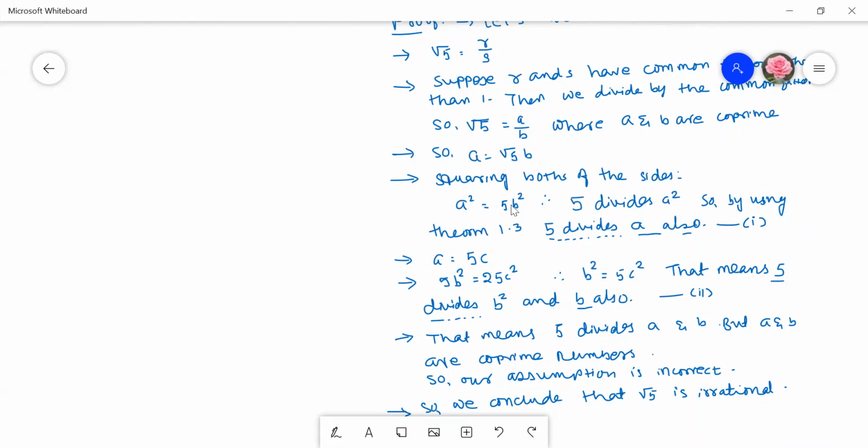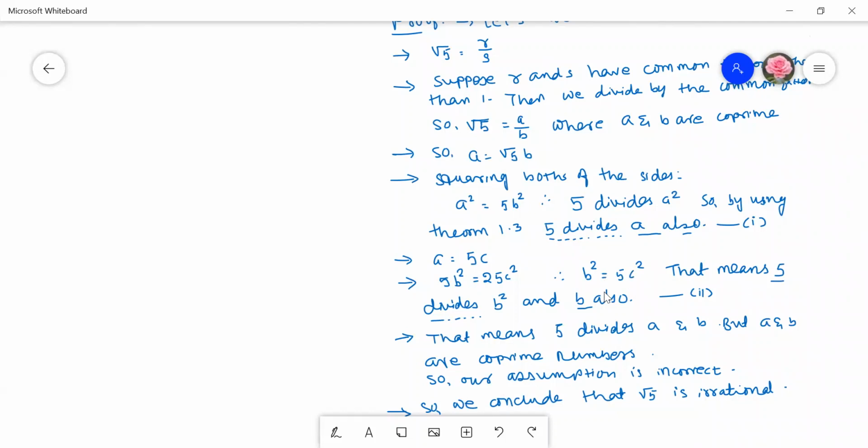After squaring, suppose 5 is shifted this side, it means 5 divides a square. When 5 divides a square, it means 5 divides a also. So we have given it as result number 1. Now we are substituting the values, suppose a is equal to 5c. Why? Because 5 is the other factor. So after dividing by 5, we are getting c. After that, we substitute the value. So 5b square is equal to 25c square. We are simplifying that. So after simplifying, we are getting 5 divides b square and b also.